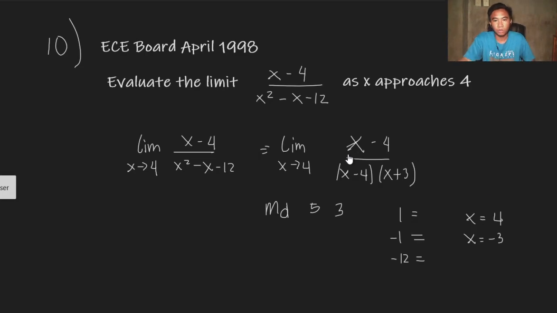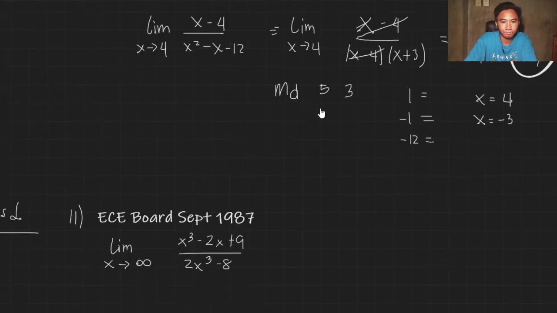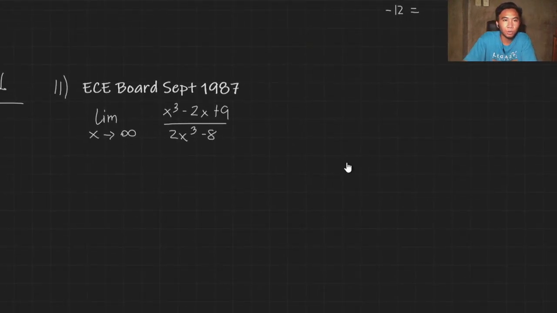So, as you can see, we can cancel this one and this one. Yan. So, ang tira na lang is, dito na, tuloy ko na dito. By substitution, 1 na lang sa taas, all over. Ito yung x, papalitan natin siya ng 4 plus 3. So, our answer will be 1 all over 7. Yan, per 11.